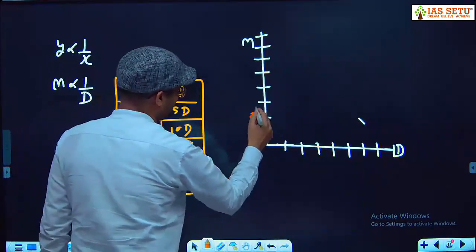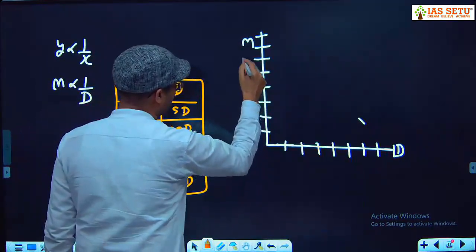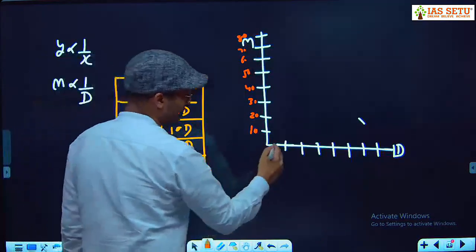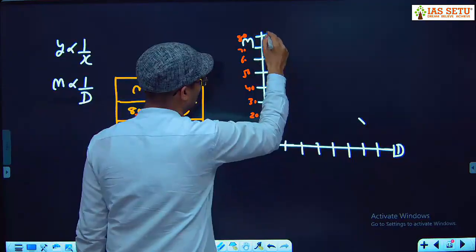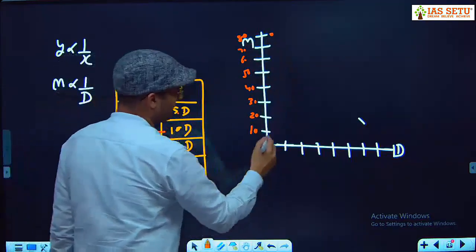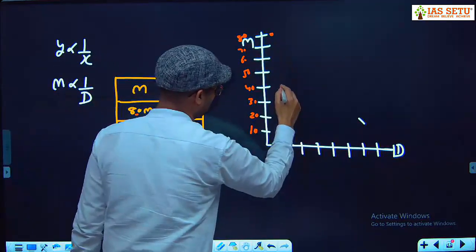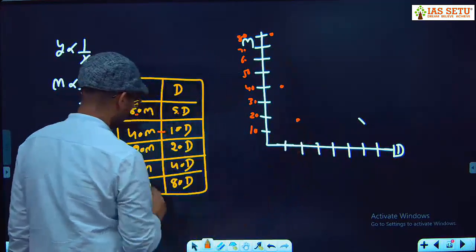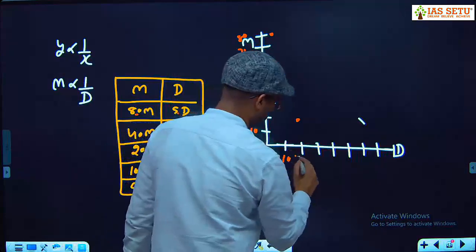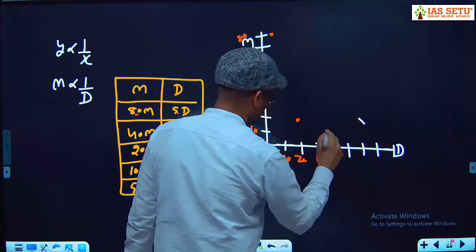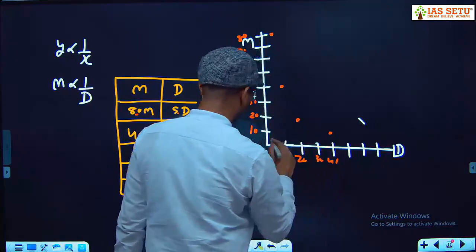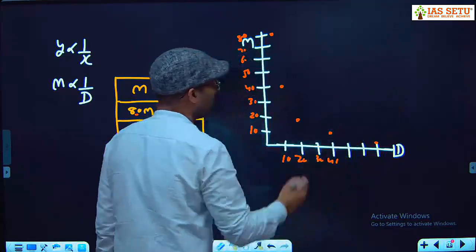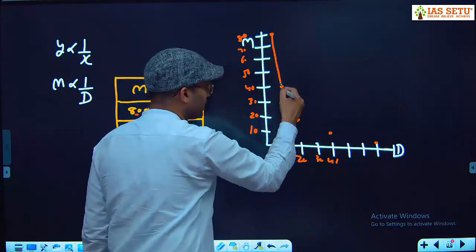नाउ वी विल सी. 10, 20, 30, 40, 50, 60, 70, 80. 80 men 5 days. You put a dot here. 40 men 10 days. 20 men 20 days. 10 men 40 days. 5 men 80 days. Here your graph will be a curve shape graph.